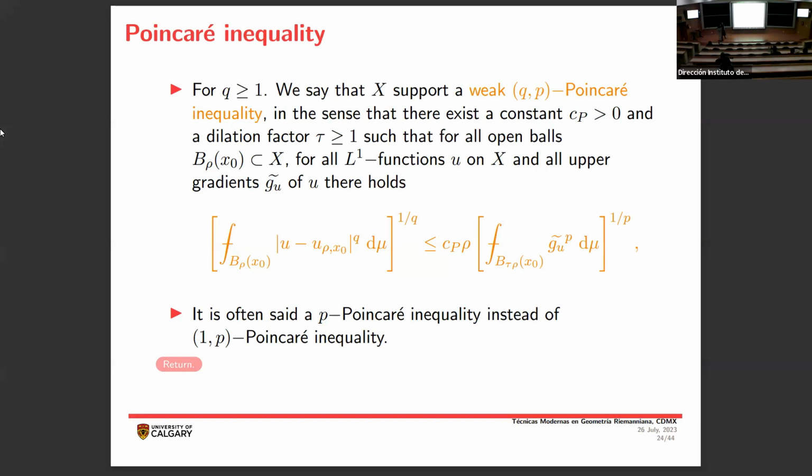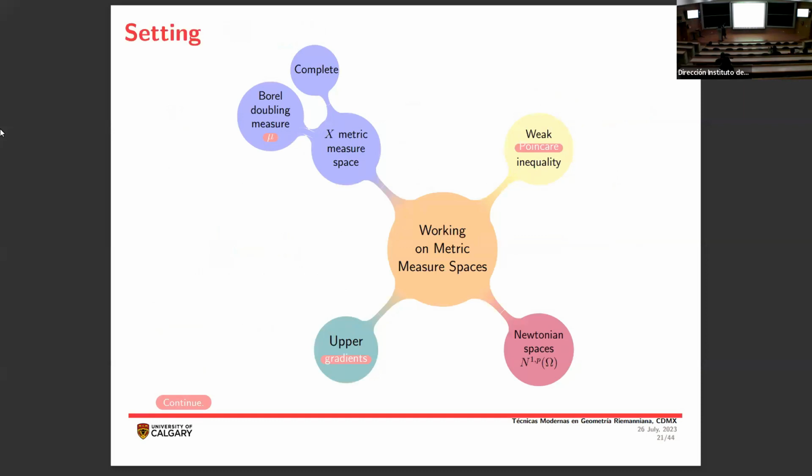Okay, so those are the basic assumptions, or the standard assumptions, over our space.